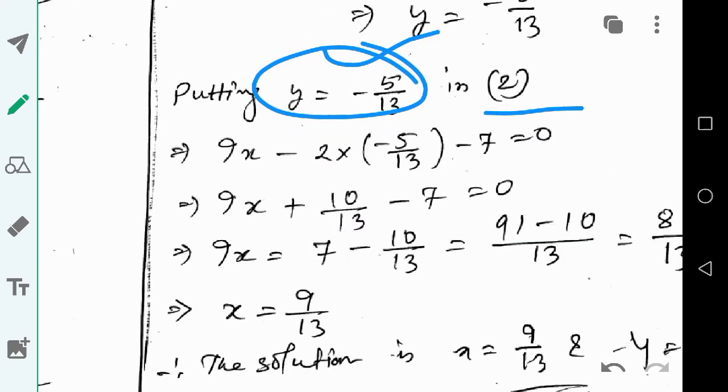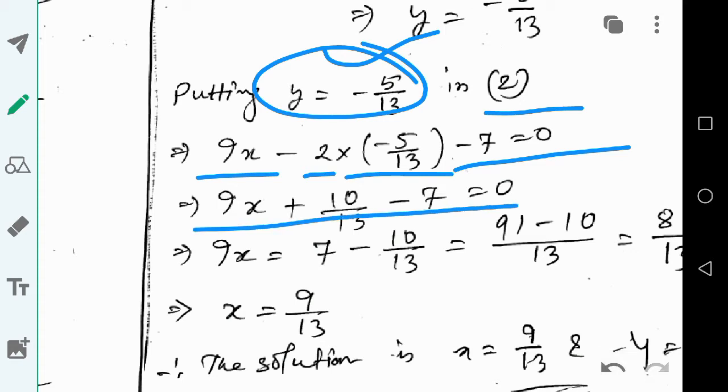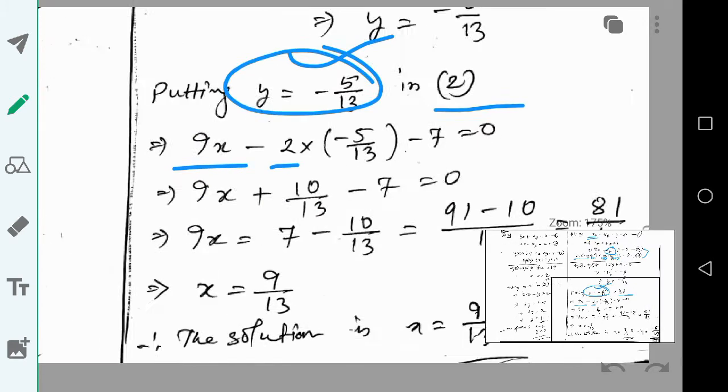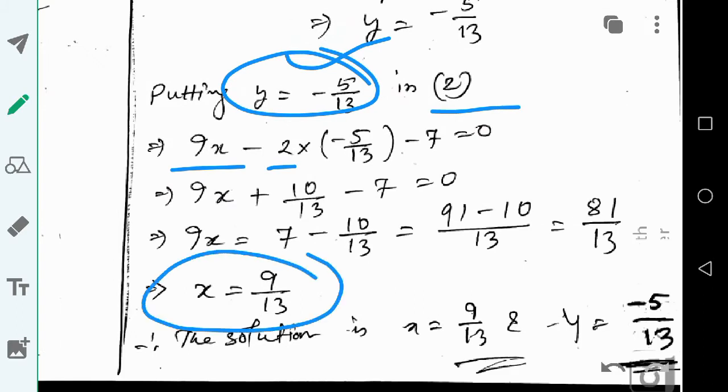So here you see, doing so we have got 9x minus 2 into within bracket minus 5 by 13 minus 7 is equal to 0. Here you see, this is minus, this is also minus, so minus minus, after multiplication the sign becomes positive, and 2 5s are 10. Okay, now simplify this, solve this equation. This is a single variable only in this equation, so you can solve it now. So solving this equation, we have got x is equal to 9 by 13.